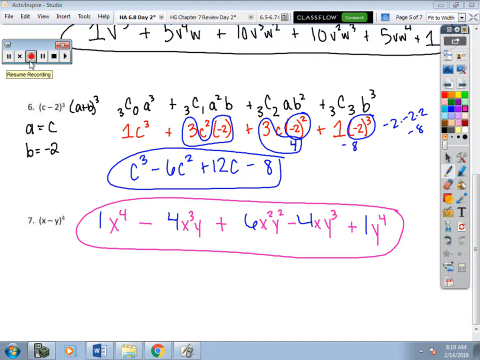Getting for number 7, if you did the binomial theorem, you did 4C0 all the way down to 4C4, or you could have just done the 4th row of your binomial theorem. Again, when it's a negative y, it acts just like a positive y. The only thing that happens is that you are going to alternate those signs: positive, negative, positive, negative. And that's because you're really cubing a negative y, which then gets you a minus.